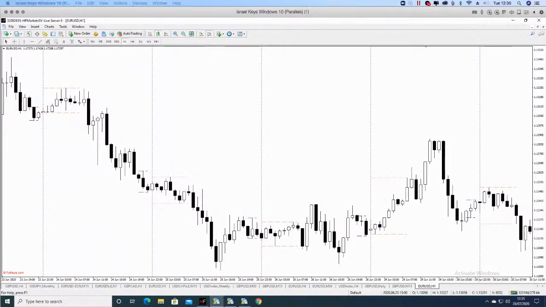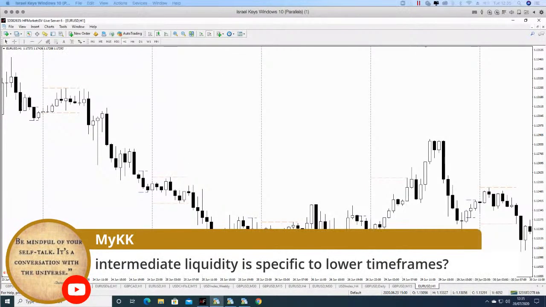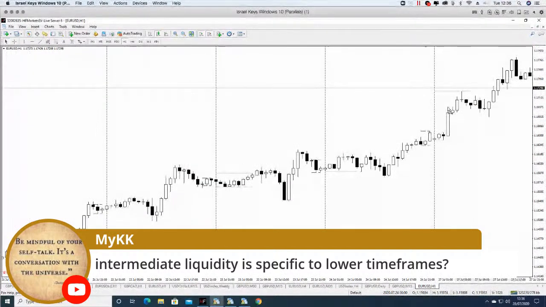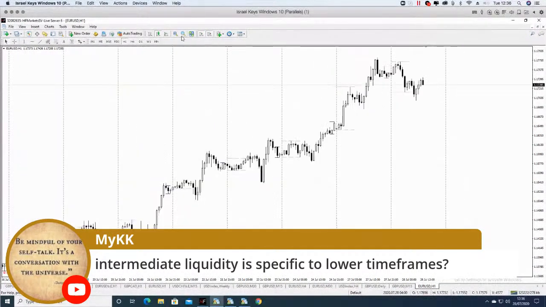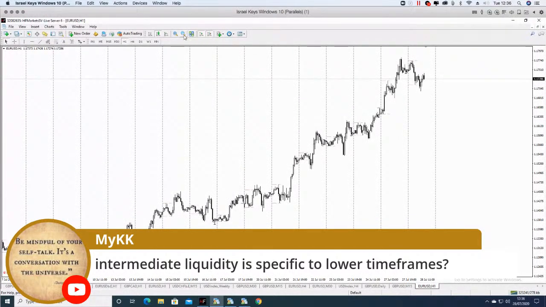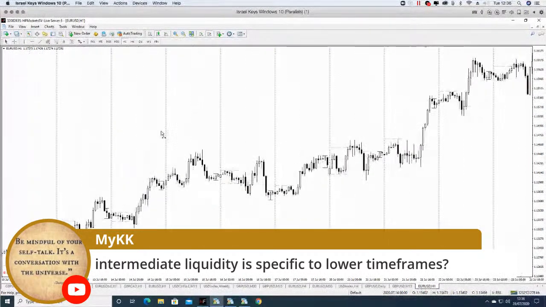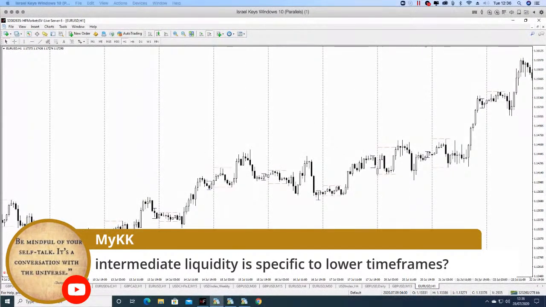Intermediate liquidity is specific to all time frames. Whatever time frame you're trading, wait for intermediate liquidity to be punished. So if your reference time frame is a daily time frame, wait for daily time frame intermediate liquidity. If your reference time frame is a 4 hour time frame, whatever time frame you are taking your reference off, wait till you commiserate with someone on that time frame. Console someone on that time frame. Offer someone condolences on that time frame, right?